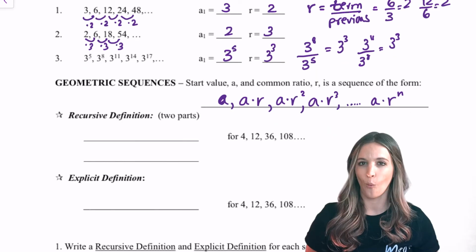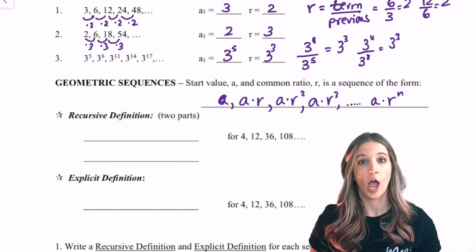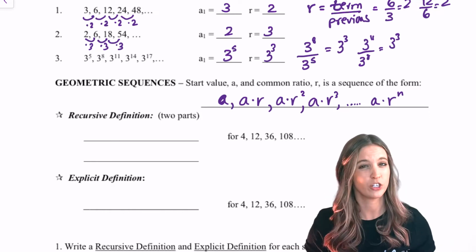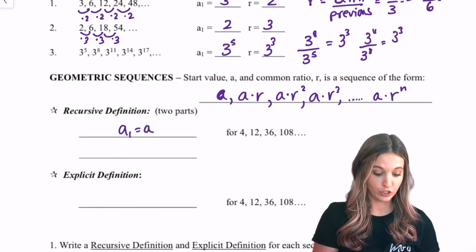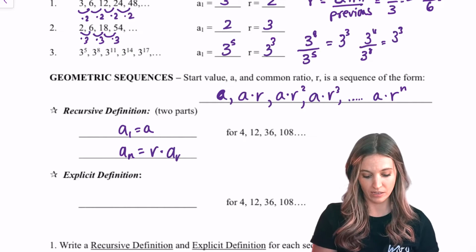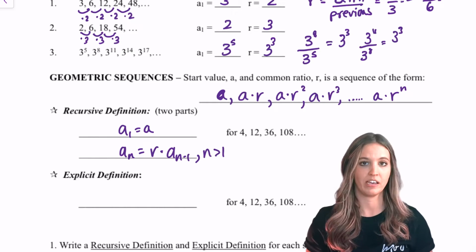So to get to the nth term, I would take a and multiply it by r to the n power. We can model geometric sequences in two ways, similar to arithmetic: explicit definition and recursive definition. The recursive definition has two parts, a sub 1 and the general term, a sub n equals r times the previous term, a sub n minus 1, where n is greater than 1 because we're already given a sub 1.